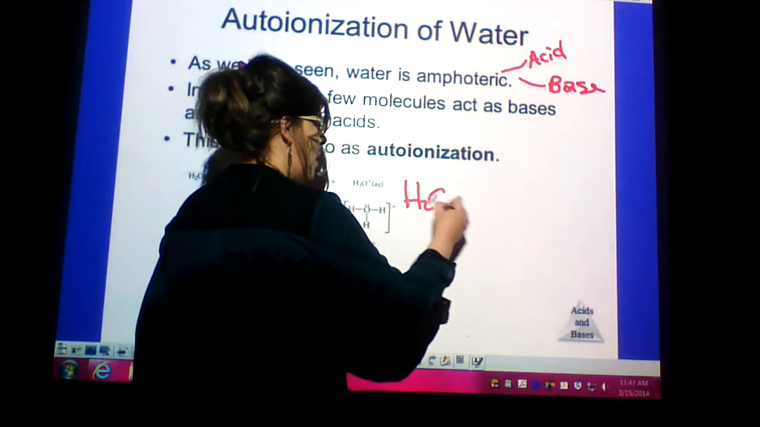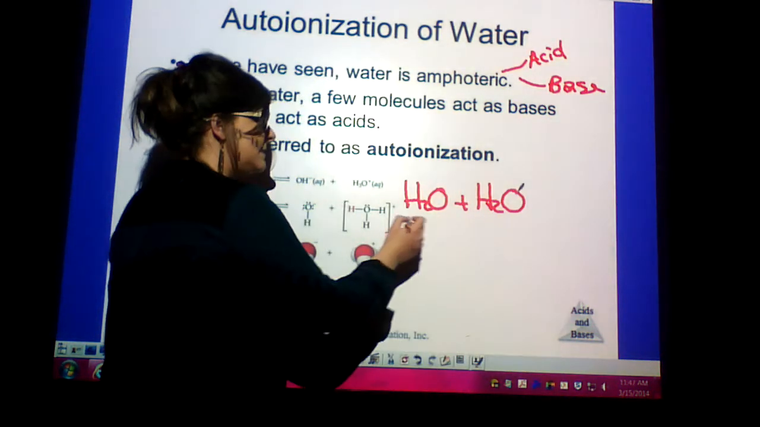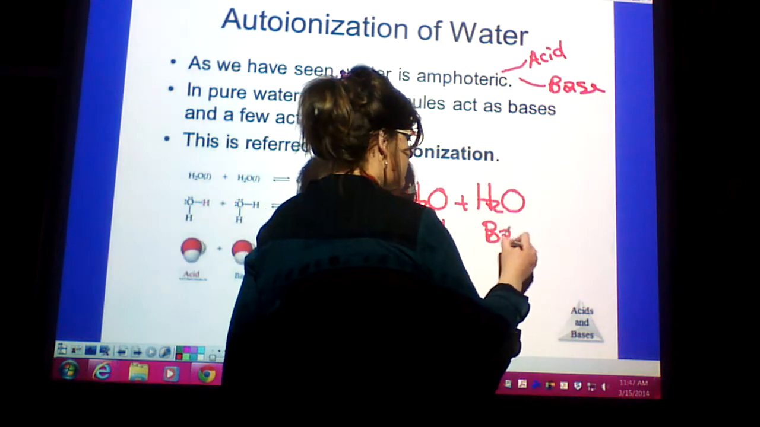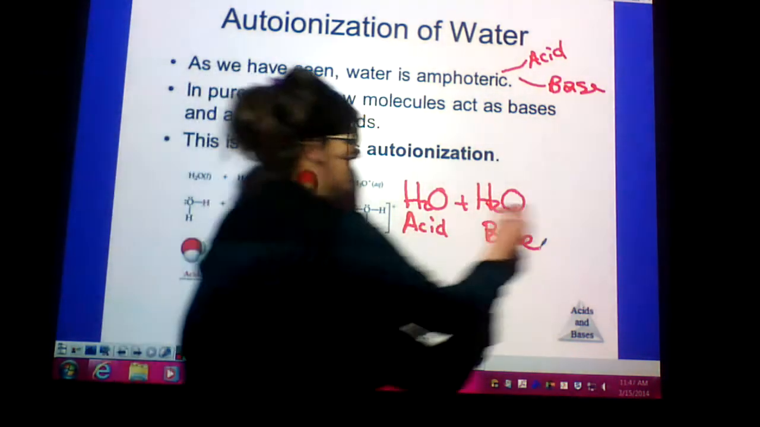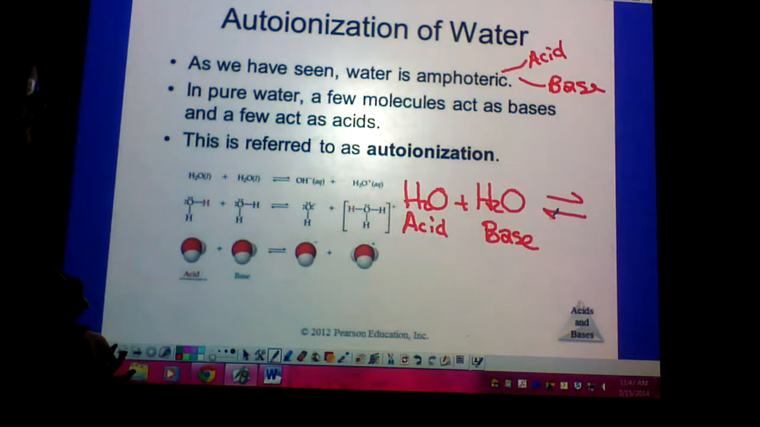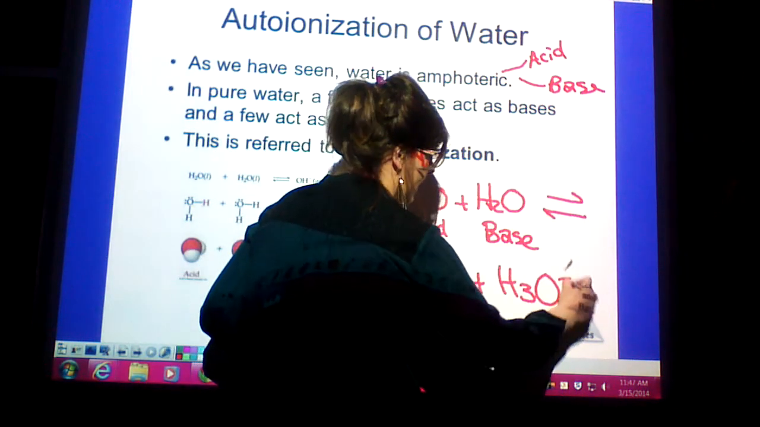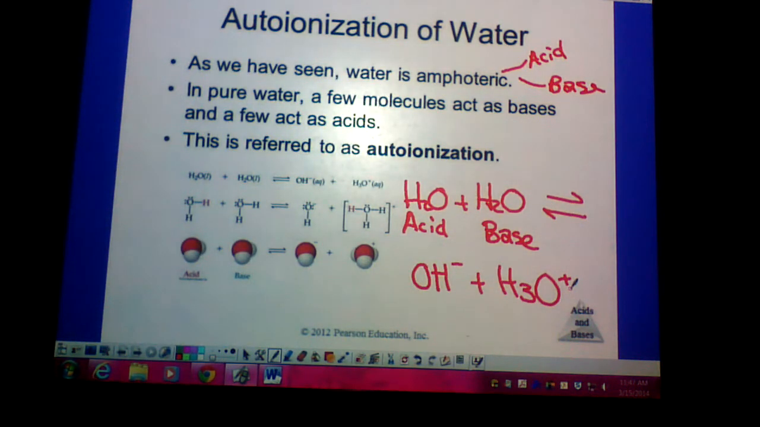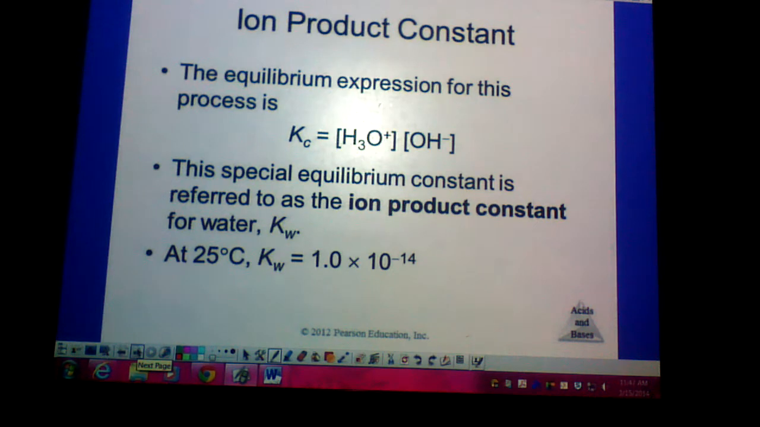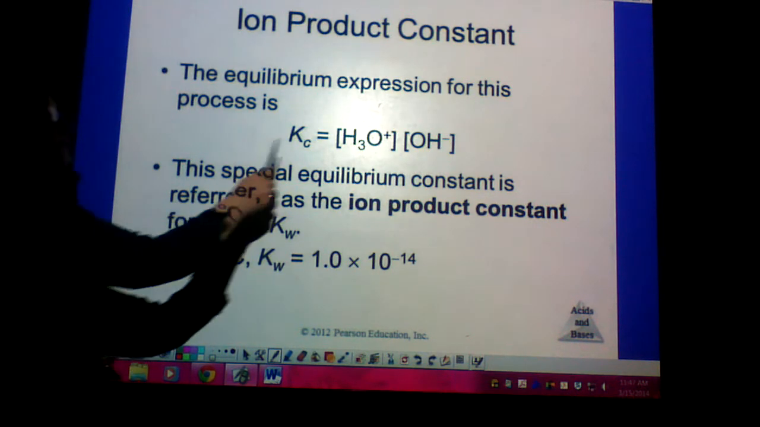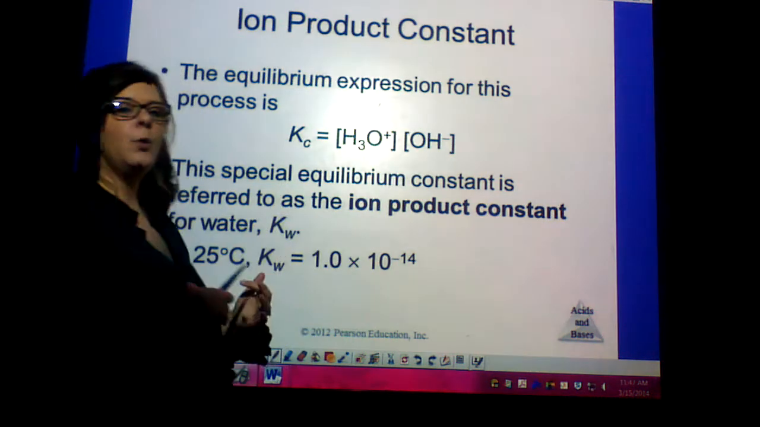So I could have H2O reacting with H2O. Let's say this one's going to be the acid, and this one's going to be the base. In this situation, with one acting as the acid and one acting as the base, we're going to make hydroxide ion and hydronium ion. Those will be our products of this autoionization. So let's keep going with that train of thought. It's an equilibrium process, meaning that if I react the water acting as an acid with the water acting like a base, and I make hydroxide ion and hydronium ion, ultimately these two can then react together to form water again.